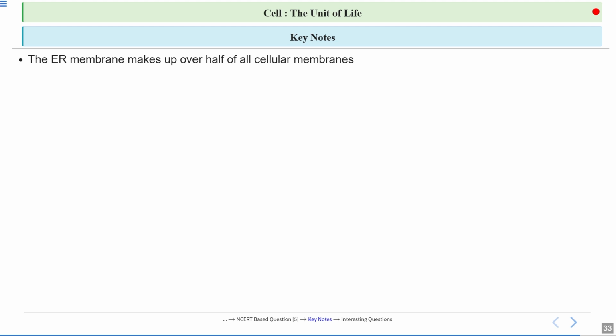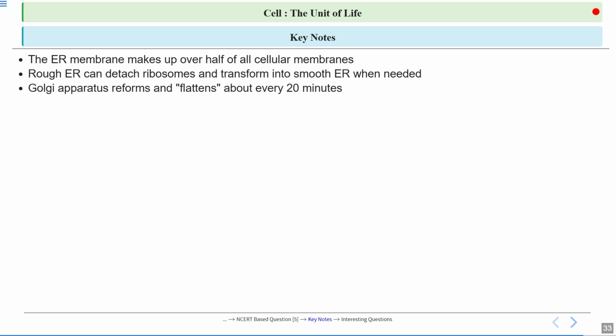Now let's talk about some keynotes. The endoplasmic reticulum membrane makes up over half of the cellular membranes. Clear? So this is a very interesting fact. Now, rough endoplasmic reticulum can detach ribosomes, and then it can transform into smooth endoplasmic reticulum whenever required. The Golgi apparatus reforms and flattens about every 20 minutes.